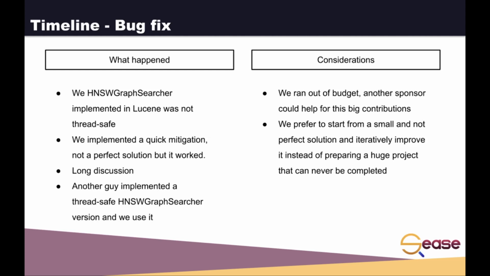So also in that case, what was our mistake? We started the contribution without maybe a proper budget, without a sponsor. So we ran out of budget, we ran out of time, so we had to do a quick mitigation. Not the perfect one.